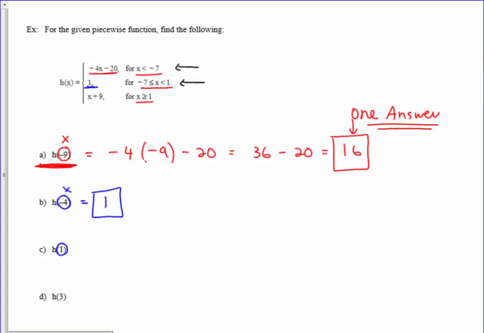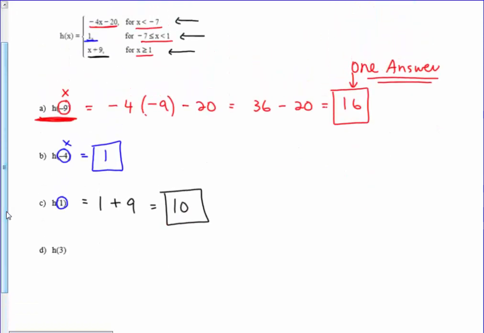Well, on this one we have to be careful of the endpoints. We can see that the -7 is included because there's a bar underneath that inequality sign, but that the 1 is not, so it's not in that interval. And then if we look down at the bottom one, we see that there is a bar under the inequality symbol there, so the 1 is included on that one, so we'd want to use that last function. And so we would have 1 plus 9 equals 10 for that one.